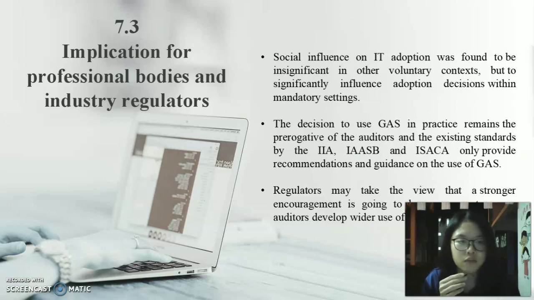Regulators may take the view that stronger encouragement is going to be necessary to ensure auditors develop wider use of GAS. However, mandating the use of certain approaches is quite difficult to achieve in practice because it is not commercially acceptable to the industry.